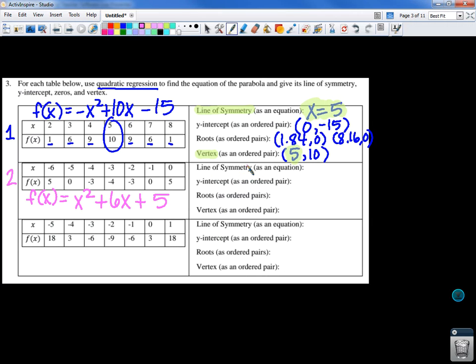So I'm going to come back over here. My line of symmetry was x equals -3. My y-intercept as an ordered pair was 0, 5. My roots as ordered pairs were -5, 0, and -1, 0. And the vertex as an ordered pair was -3, -4. And if you came over here, you could see the vertex was at -3, -4 because there's a pattern. -3 this side, -3 this side. 0, 0, 5, 5. And one more.